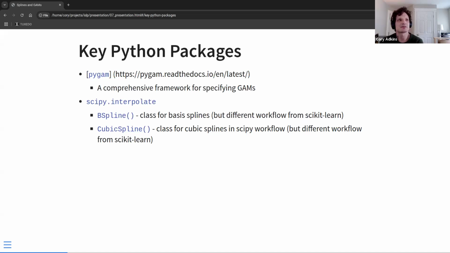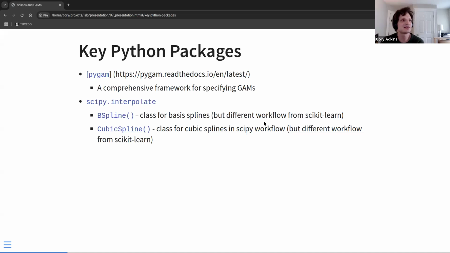We won't get to GAMs today, but this PyGAM package is really fun just to look through the documentation. I guess my link is broken here, but you could fit any additive model you could imagine with this package. SciPy interpolate has quite a bit of functionality, but as far as this chapter goes, it has some tools for fitting splines. And it is the underlying engine for the book's functions that it uses in the labs.